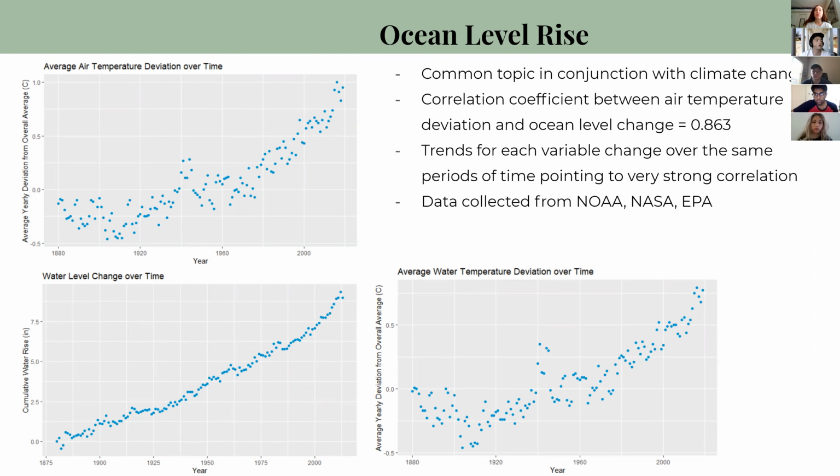This is mirrored in the ocean level rise graph where it is fairly linear from about 1880 to 1940 again, and then becomes more parabolic as time goes on. This shows a very strong trend between the rise in air temperatures and the rise in sea levels, and it has a linear correlation coefficient of 0.863.